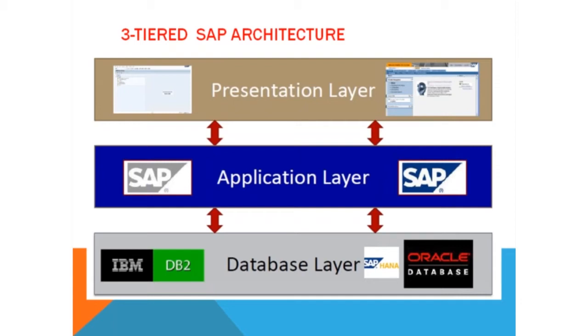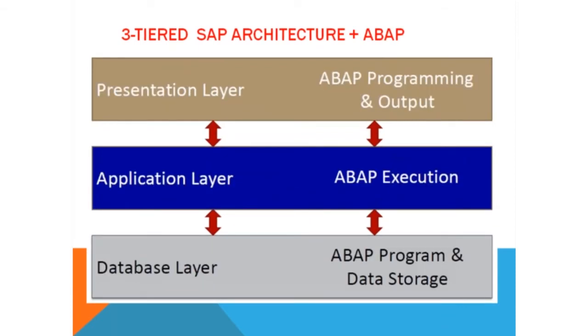And then we have the presentation layer, which is called the graphical user interface. We can also see Fiori is there, SAP Fiori is there. All of these are called presentation layers. And then we have the 3-tiered SAP architecture, where the ABAP presentation layer is used for ABAP programming and output, the ABAP application layer is used for ABAP execution, and the database layer is used for the ABAP program as well as data storage. So these programs are driven by the ABAP language.